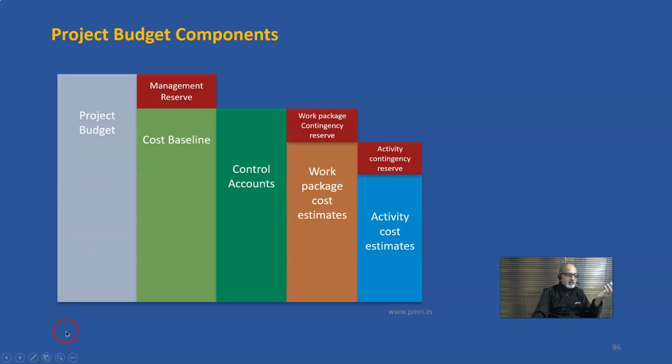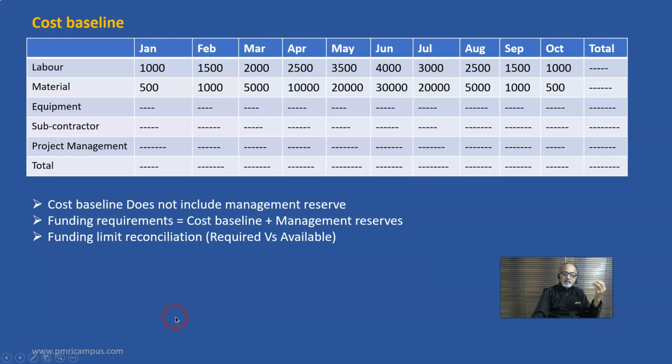And as discussed before, once a budget arrives, the budget is one single number, and if you want to really use it for project controlling purposes, we need a cost baseline. That is period-wise, how much for labor in January, how much is the budget in February, how much in March. Similarly, material, equipment, subcontractors, project management.